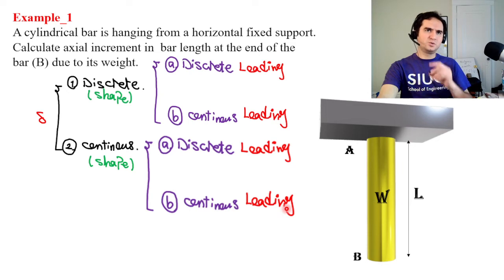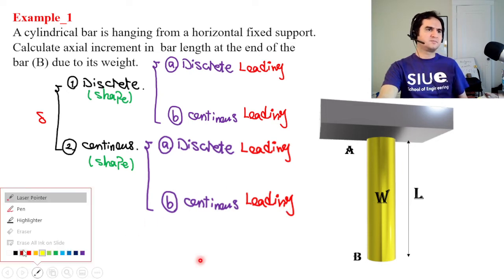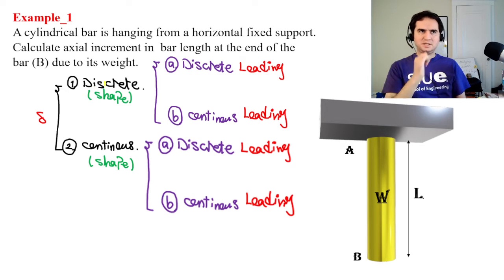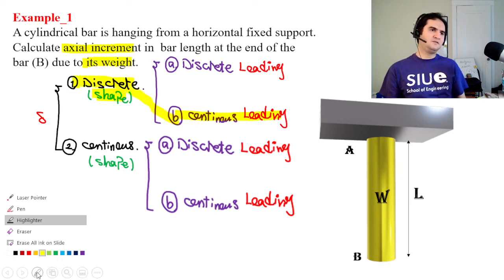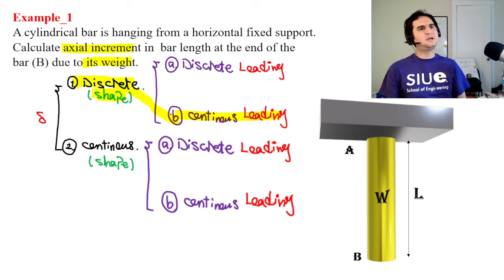In our case, what we need to handle is a discrete shape. There is only one cylinder with a uniform cross section, but due to its weight, the axial increment comes from a continuous loading. So we have this scenario. And if you have any continuous condition, you need to go by integration, that's integration from 0 to L. So now let's attempt our problem.